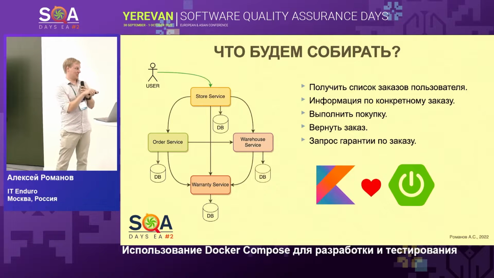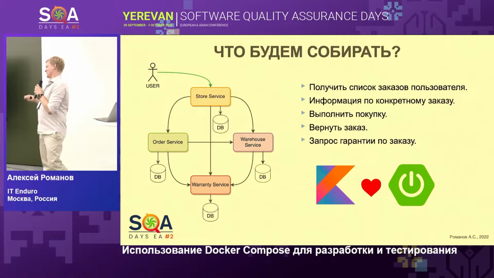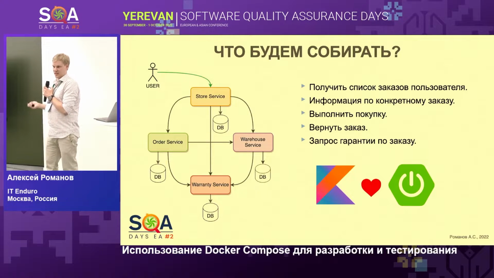We have a total of 4 services. At the moment, it's a bit different example compared to what I showed in the morning, but the idea is about the same. Not that I have a huge fantasy about what testing services to imagine. We have an order service, a warehouse service, a warranty service, and a Tor service. Everything is written in Kotlin.